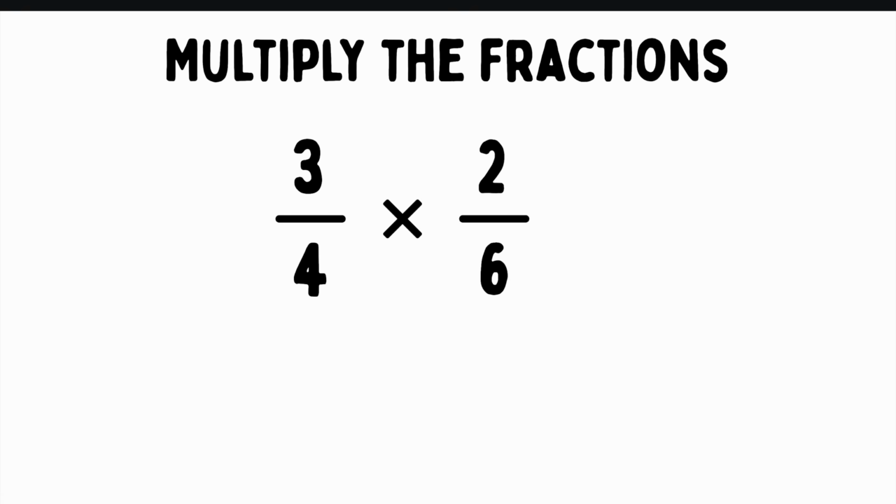3/4 times 2/6. Let's multiply the numerators. 3 times 2 equals 6. Let's multiply the denominators. 4 times 6 is 24.